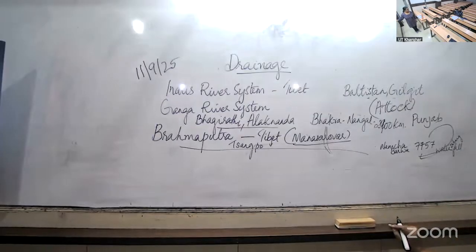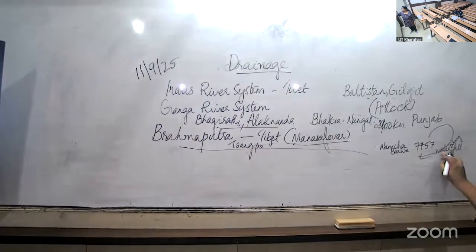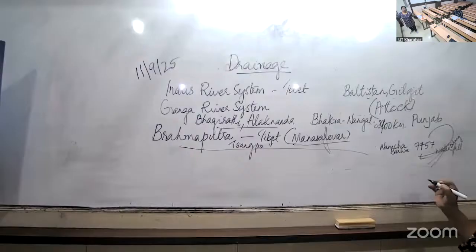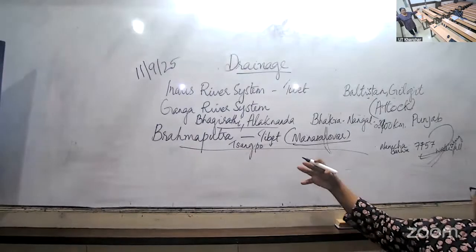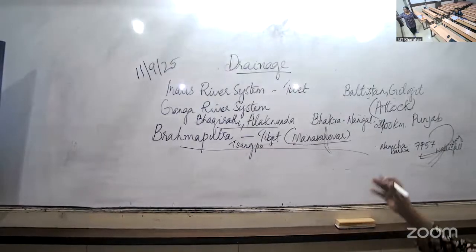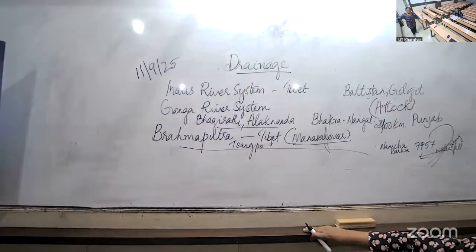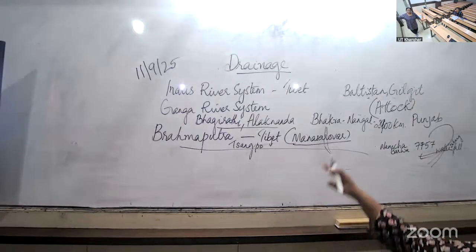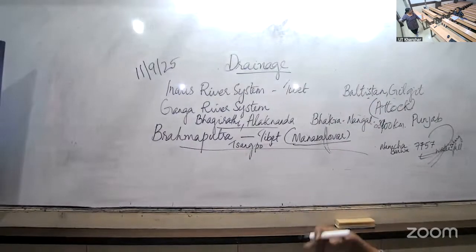There it is joined by Dibang and Lohit. Dibang and Lohit join this river. Then it gets the name Brahmaputra, meaning it has a huge amount of water. So it is getting the name Brahmaputra. Brahma means the Lord, Brahma's Putra.